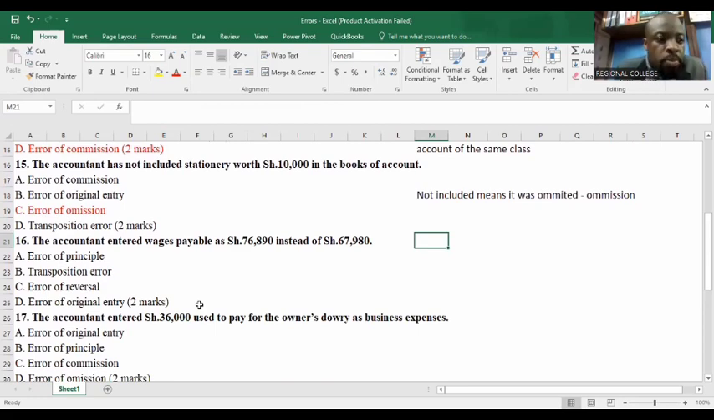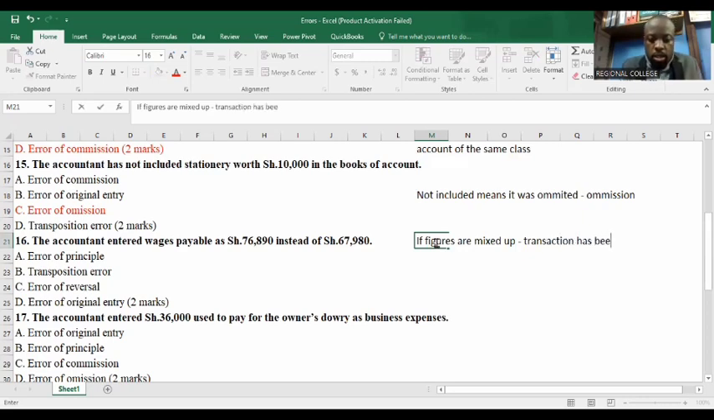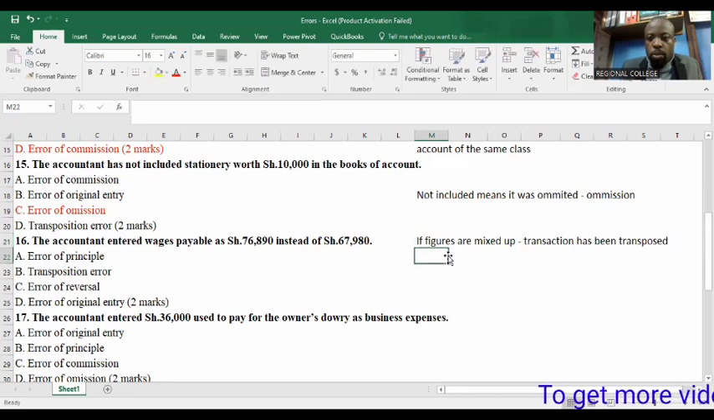Then 16 says the accountant entered wages payable as 76,890 instead of 67,980. So if you see the figures are mixed up, that means the transaction has been transposed. So that means that transposed means transposition. So that is error of transposition.